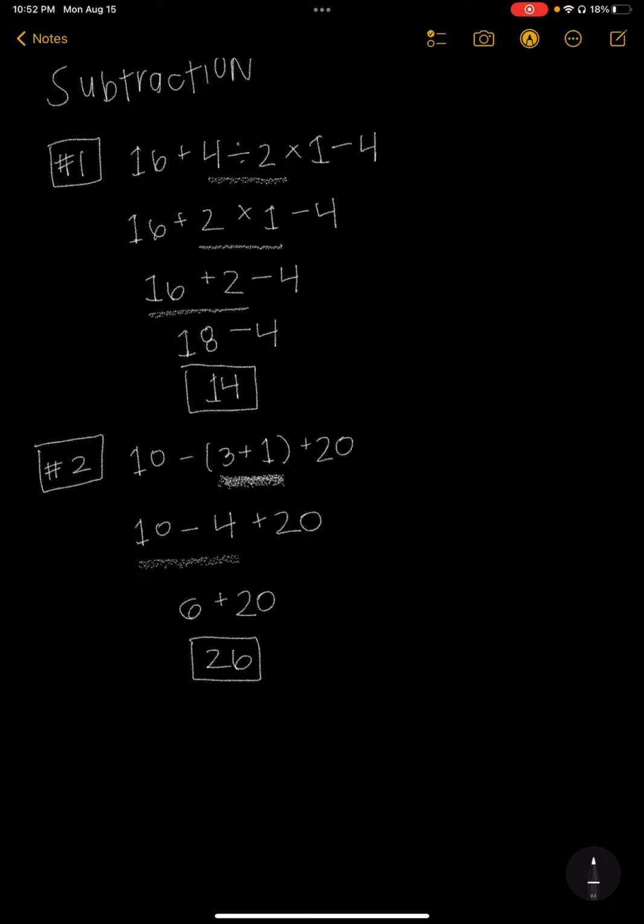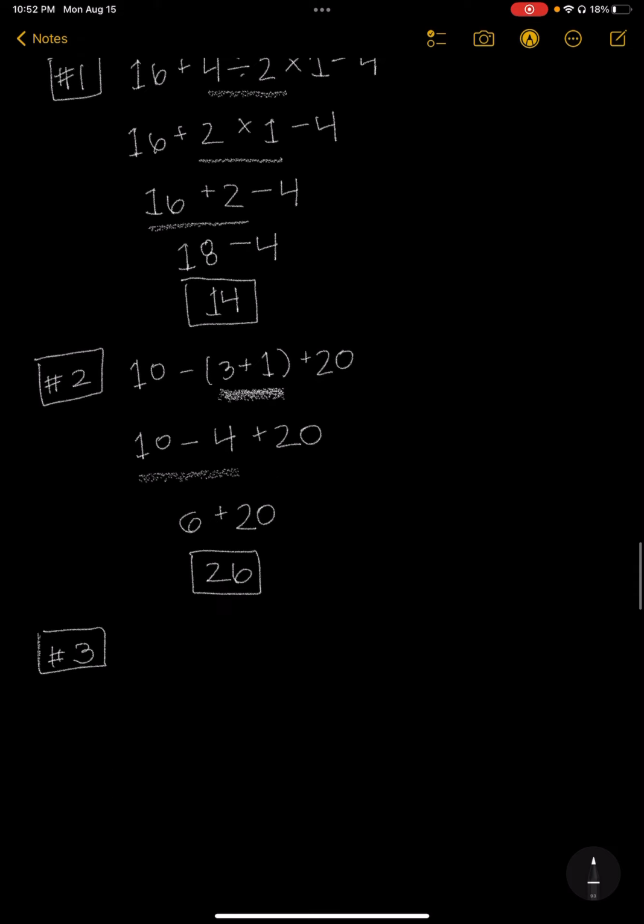There we go. All right, let's go through another example. Let's scoot this up here.